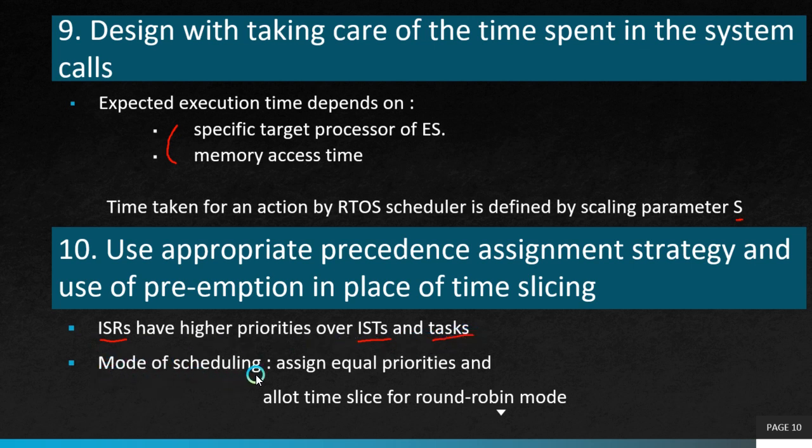One mode of scheduling the tasks is assigning equal priorities and allotting time slice for each task, as in the case of round-robin scheduling. Time slicing is done only in certain cases. For example, a network router routing the packets of multiple clients. This can be thought of as an example of round-robin scheduling.